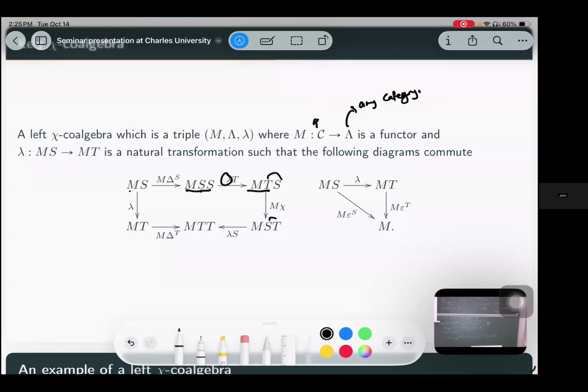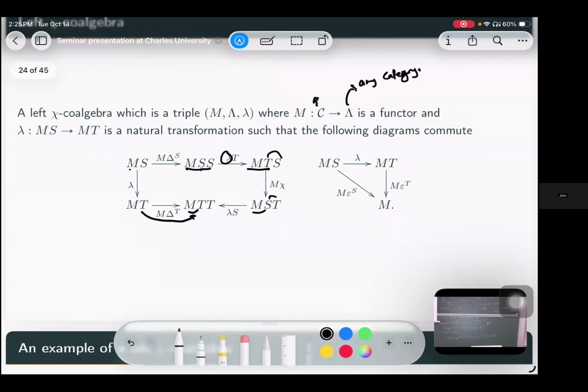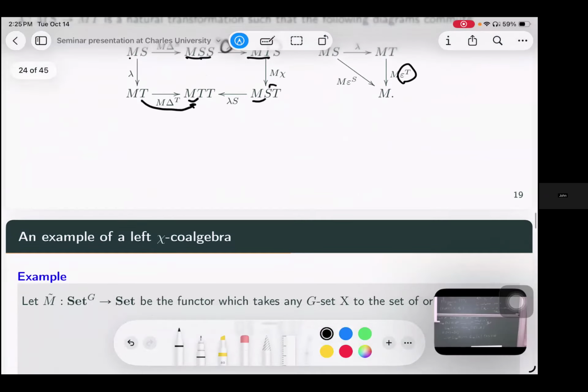So this just dualizes to the case of the right chi co-algebra. So here we apply the lambda S again. We apply the lambda here, and then we go back. We can first apply lambda, then we apply the co-product on the T. And we first apply lambda, and we apply the epsilon on T, the same thing as applying the epsilon on the S.